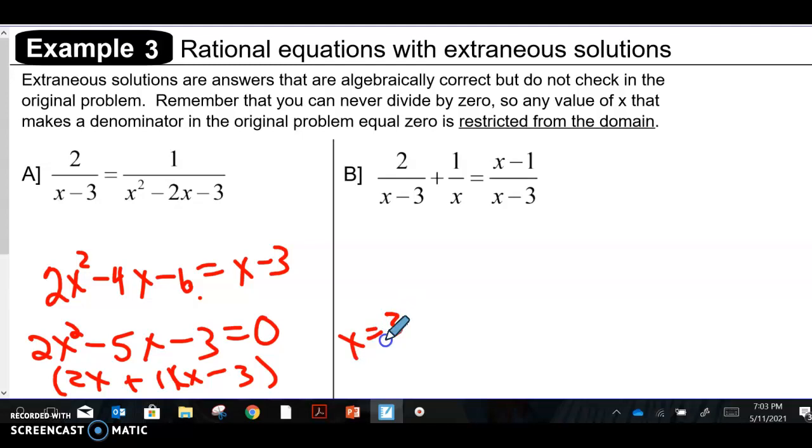My answers are x is either equal to 3 or negative 1/2, but I can't have 3. I'll explain that in the next video.